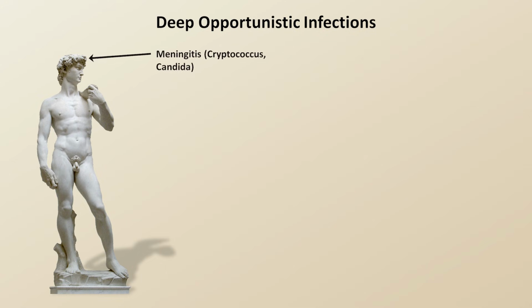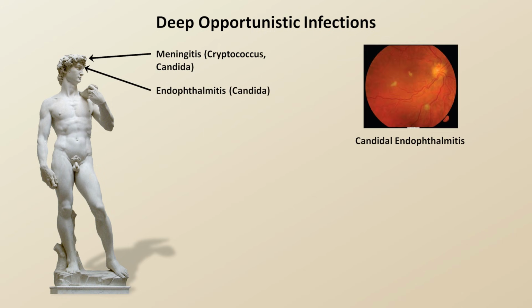So last, we have the most dangerous category of fungal infections, the deep opportunistic ones. These are the infections which rarely occur in healthy individuals and unfortunately typically have high mortality rates. Opportunistic fungal meningitis can be due to either cryptococcus or Candida. And ophthalmitis, which is infection of either the vitreous or aqueous humor of the eye, is usually caused by Candida and occurs in the setting of candidemia.